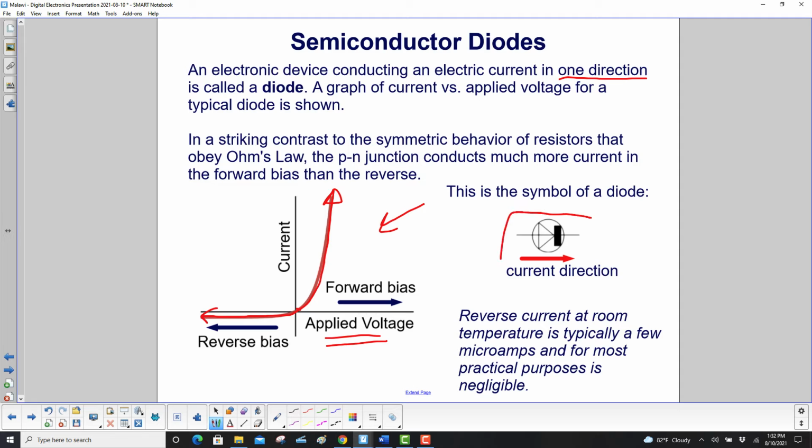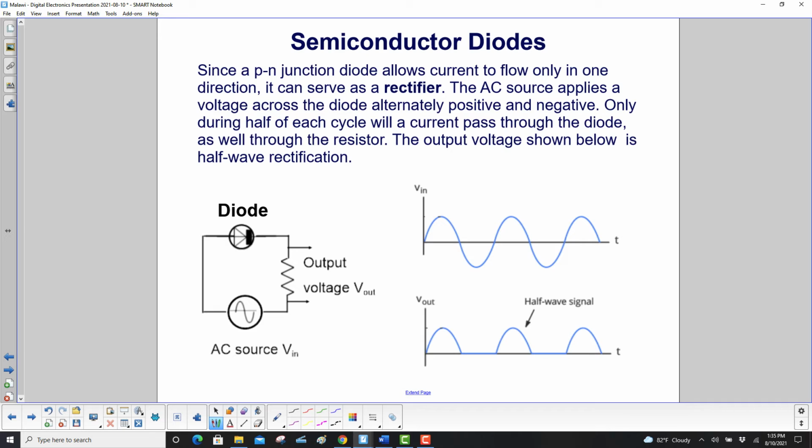This over here is a symbol of a diode, and the arrow, or that little triangle there, points in the direction the current will flow. Reverse current at room temperature is typically a few microamps, and for most practical purposes is negligible. Since a p-n junction diode allows current to flow only in one direction, it can serve as a rectifier.